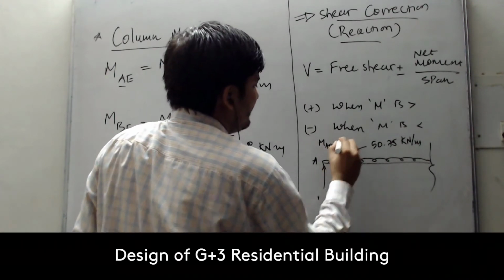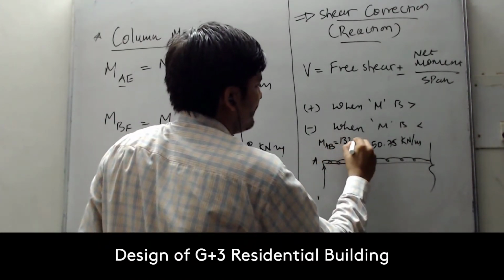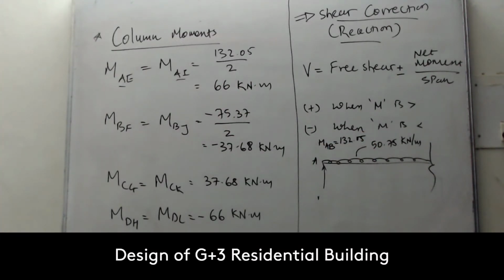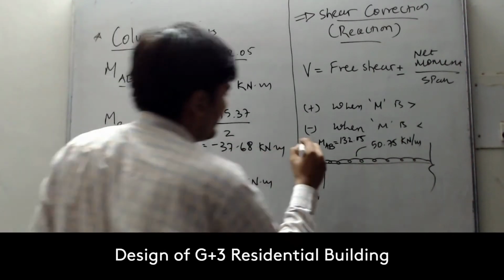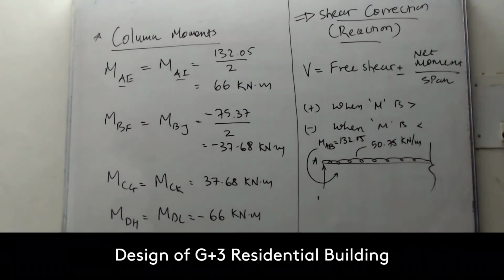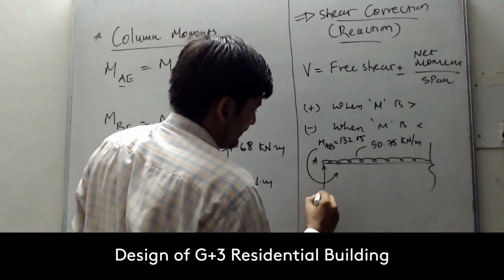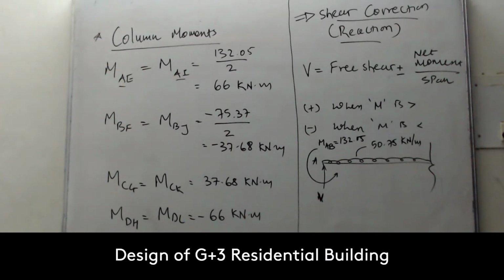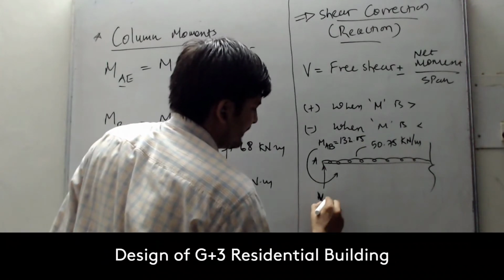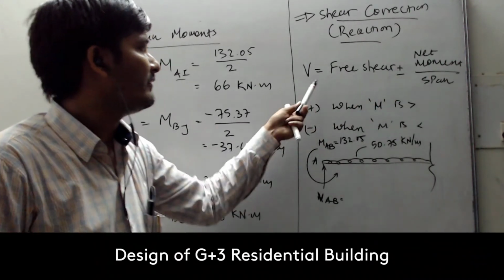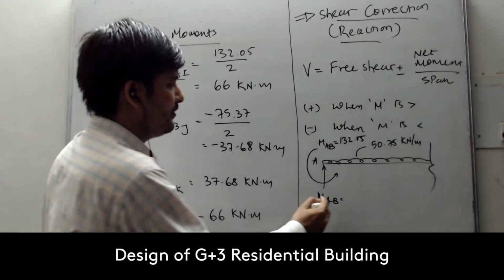The value is 132.05, that we have got from the moment distribution table, and it is acting anti-clockwise. Now if I want to find out the shear force over here, that is VAB. So how to find out this VAB? We need to use this formula to find out this value of VAB. So let us solve that.